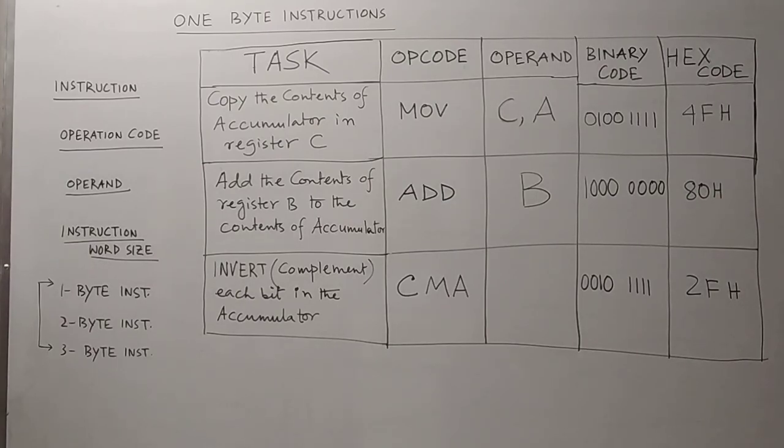Similarly, in the third instruction, the accumulator is assumed to be the implicit operand. Fine. For CMA, the accumulator is assumed to be the implicit operand. So I have written no operand here because the accumulator is always assumed to be the implicit operand.